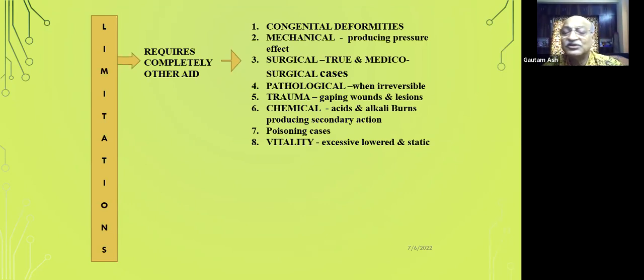Pathological, when irreversible, definitely it has got limitation. Trauma, gaping wound. Suppose there is a perforation in the duodenal ulcer. Perforation is there. Intestinal obstruction is there. We have to have some sort of measures for any wound which is bleeding, gastric ulcer, where there is hemorrhagic ulcer, in Crohn's disease, colorectal carcinoma, rapidly progressing, though it is very slowly progressing.